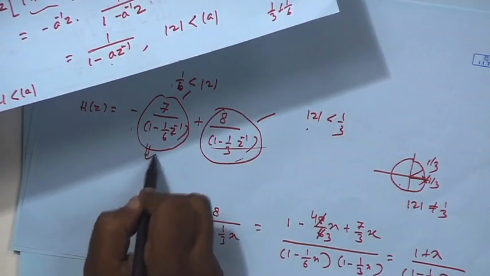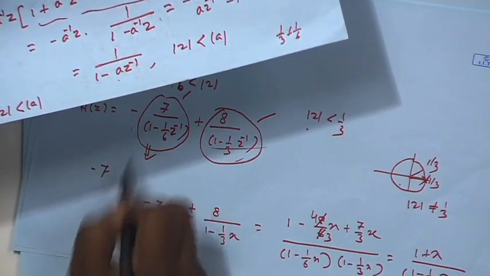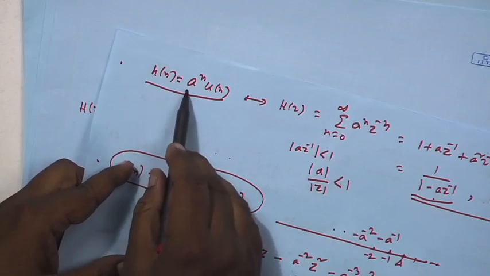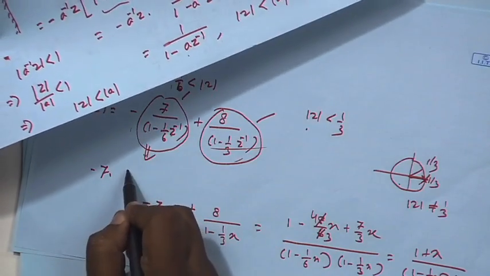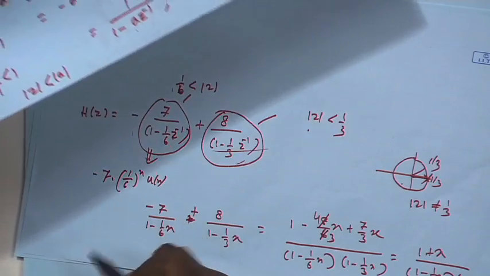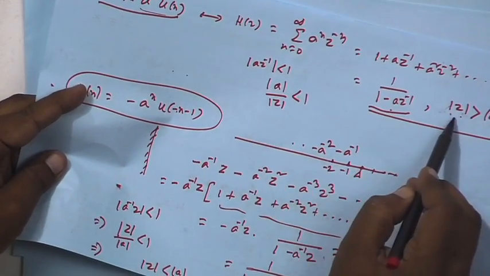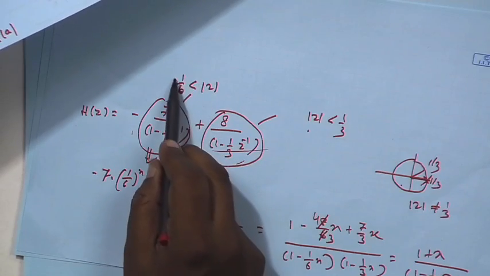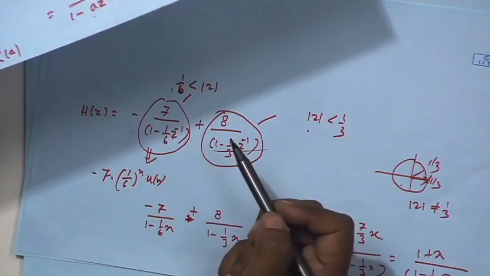So, this will give rise to minus 7 as it is, and then this a to the power n u[n]. So, a is 1 by 6, 1 by 6 to the power n u[n]. Okay, because 1 by 1 minus a z inverse, mod z greater than mod a, 1 by 6 is mod 1 by 6 itself.